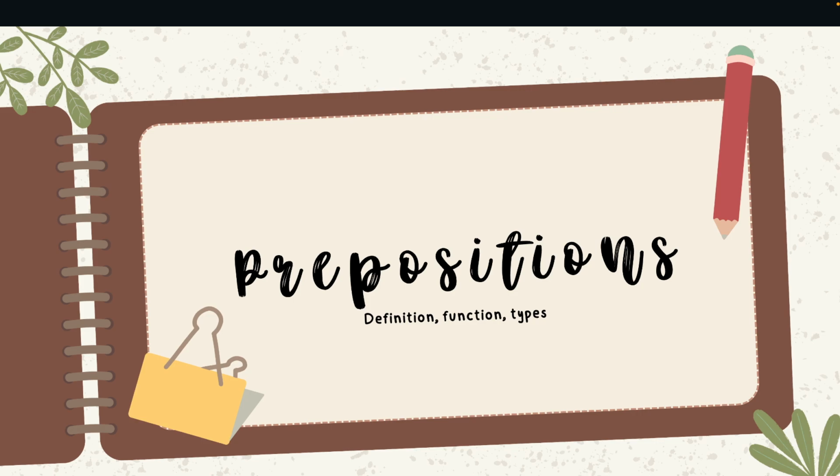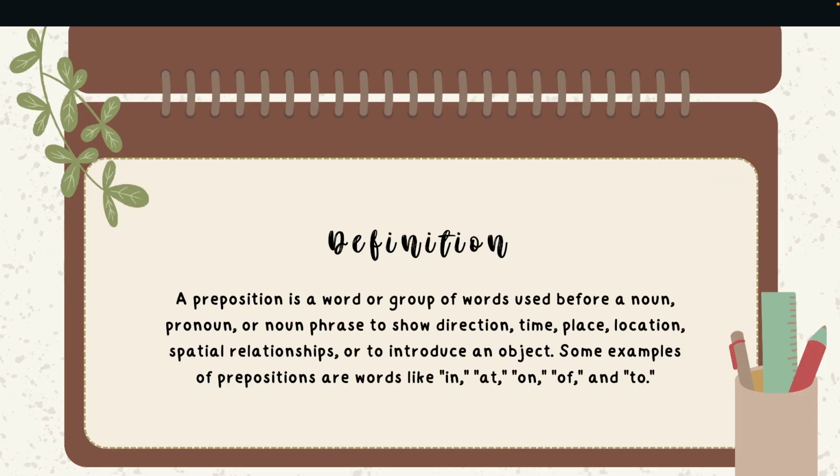For today, we'll be talking about prepositions: definition, function, and types. So, what are prepositions? A preposition is a word or group of words used before a noun, pronoun, or a noun phrase to show direction, time, place, location, spatial relationships, and to introduce an object. Some examples of prepositions are words like in, at, on, off, to.